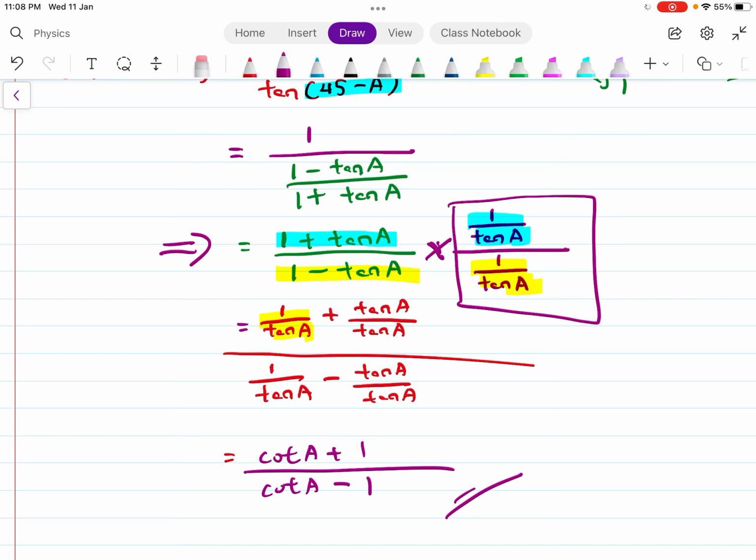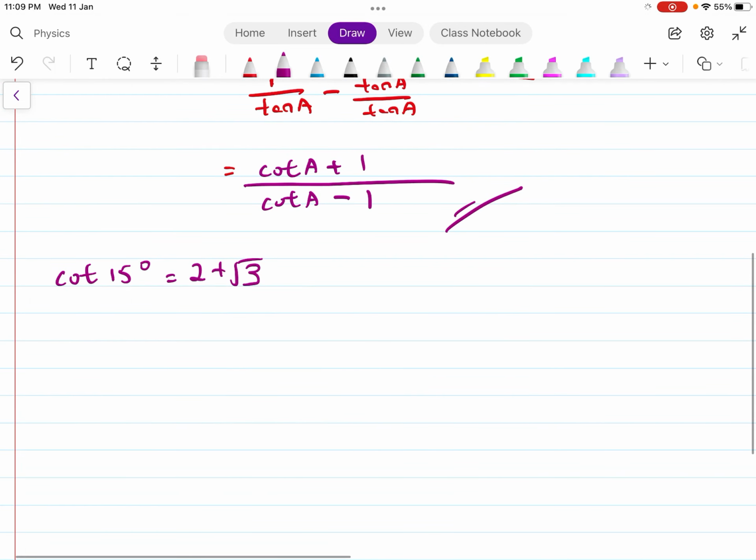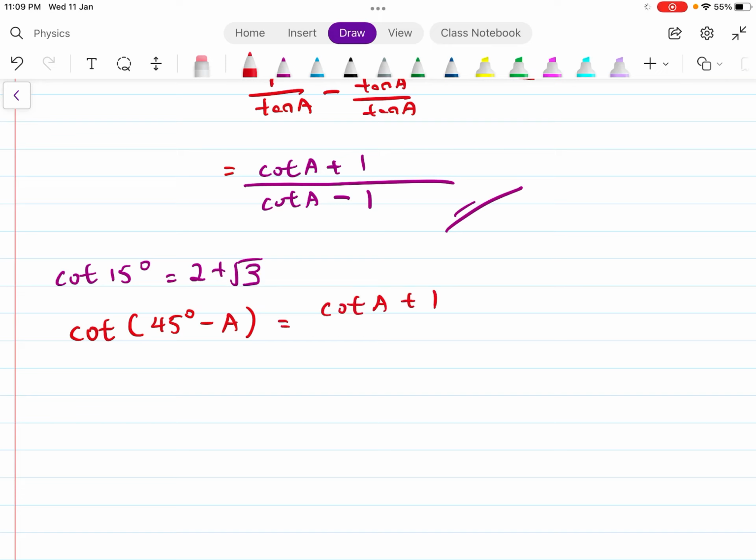Alright, then for the next part: hence show that cotangent 15 degrees is equal to 2 plus square root 3. This type of question is testing us on our special angles. They say "hence", so we must go back to the previous question. In the previous question we are given cotangent (45 degrees minus A) is equal to cotangent A plus 1 over cotangent A minus 1.